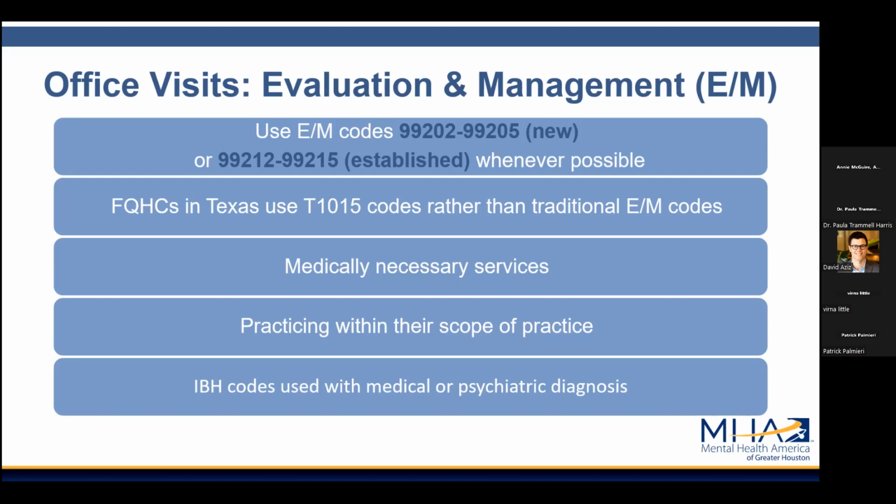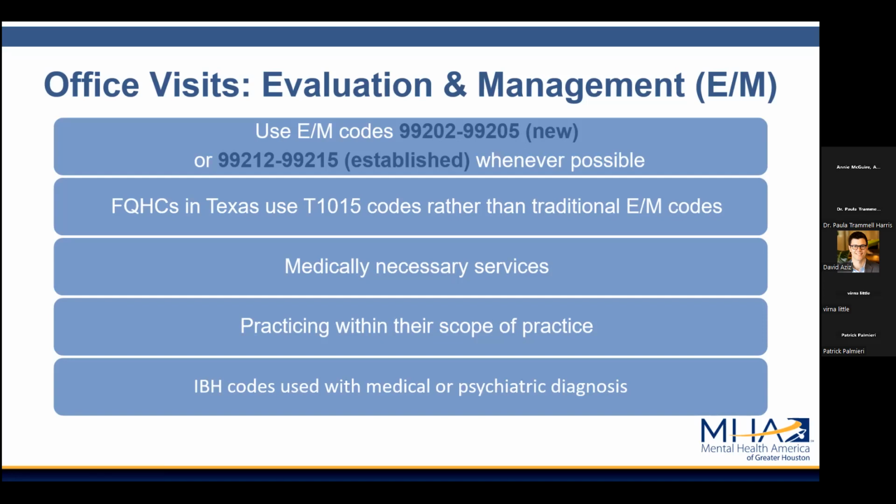Standard visit codes for primary care are for new patients 99202 to 99205, and for established patients 99212 to 99215. These are standard primary care visits. So when you go to your physician and they see you for strep throat, the flu, any other kind of medical intervention, they're going to use one of these codes along with whatever they diagnose you with, right?